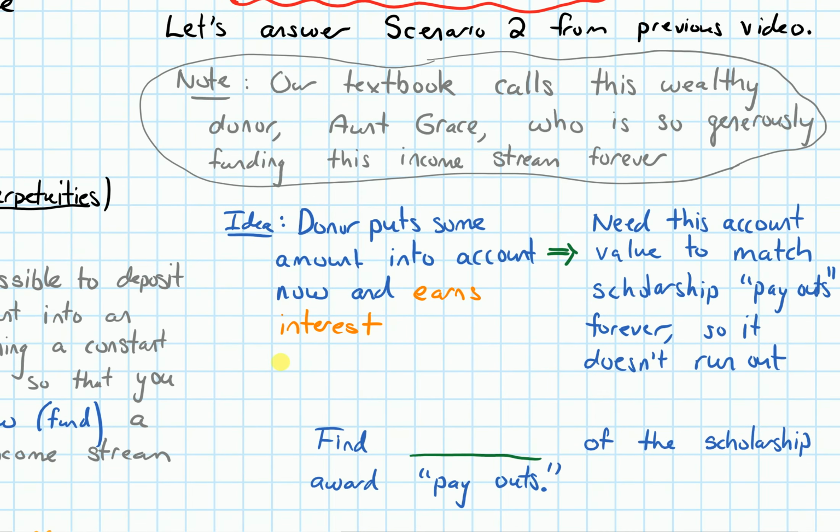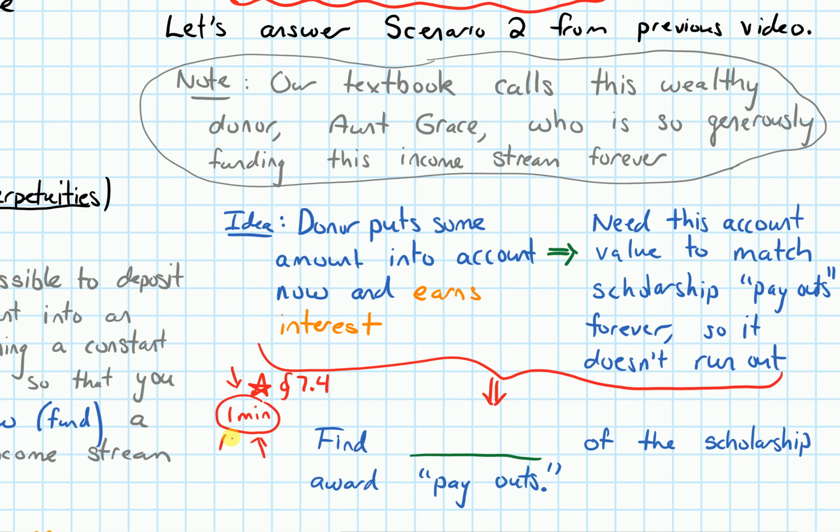This means, in other words, that we need to find the blank of the scholarship award payouts. There's a certain term that goes into the blank here. I want you to pause the video. It's a term from section 7.4 on continuous income streams. I want you to think about what that term is. Pause the video for 1 minute to think about this. So 4, 3, 2, 1. Pause that video.